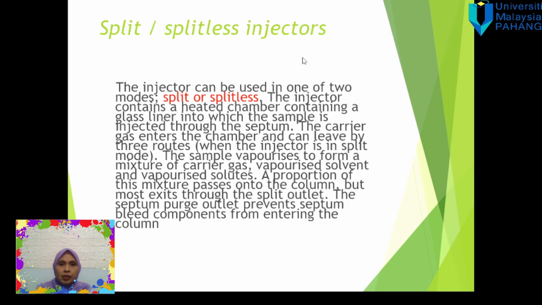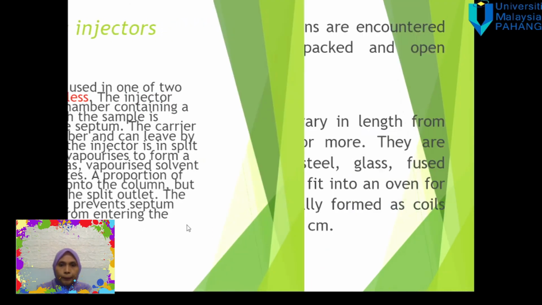So, split and splitless injector, as I mentioned just now: some sample vaporizes to form a mixture with the carrier, and a proportion of the mixture passes into the column, but most exits through a split outlet. If you split the sample, only some will be vaporized and some will go to waste. And if splitless, all the sample will be vaporized and pass through the column. That's the function of the split and splitless injector.